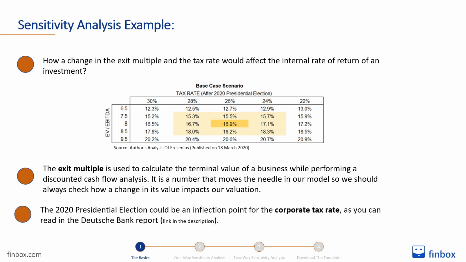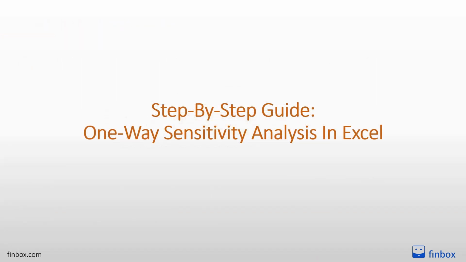Furthermore, I wanted to see how a change in the tax rate impacted my valuation. As I wrote in the analysis, the 2020 presidential election could be an inflection point for the corporate tax rate, as you can read in the Deutsche Bank report in the description below. I hope this sensitivity analysis example made things clearer. Now we can move to Excel for the step-by-step guide to sensitivity analysis.